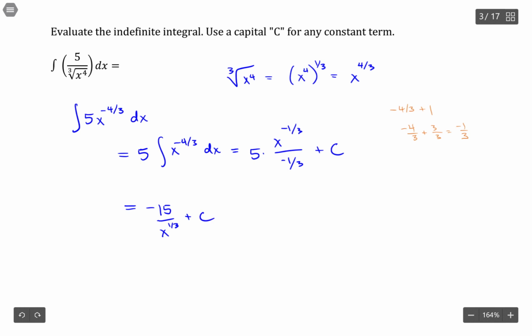And essentially, since that's just a root, you could leave it to the 1/3 power, or if you want to change it to a root, that's okay as well. You could make this the cube root of x plus C. Either way is fine. Generally, square roots we won't leave as something raised to the 1/2 power, but any other root it's okay to leave as an exponent if you like.